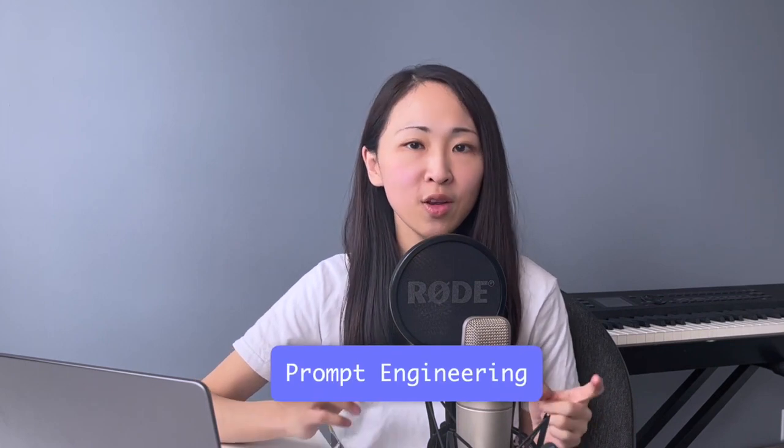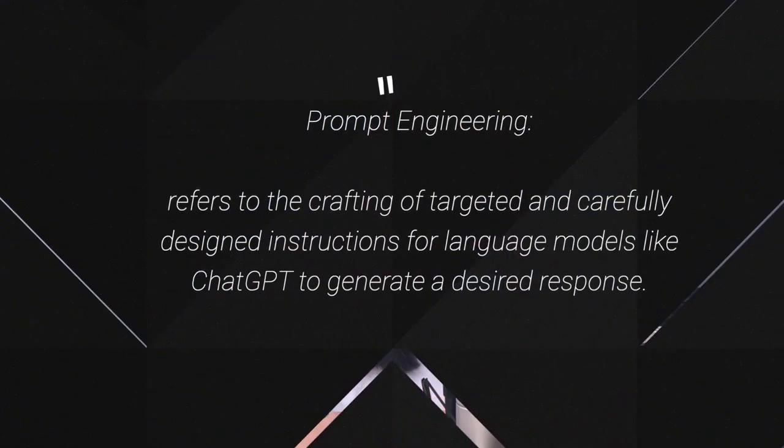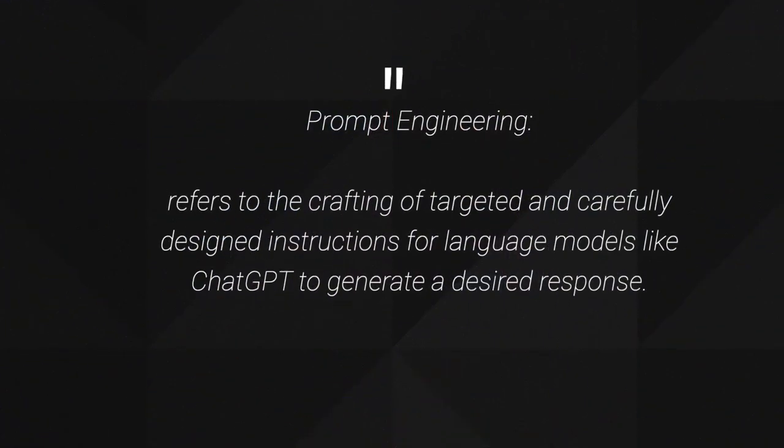Before we talk about each prompt, you will need to first understand some basics about prompt engineering. If you have used ChatGPT for a while, you have probably noticed that the more context you give it, the more accurate the response you'll get. This is what we call prompt engineering. To be specific, prompt engineering refers to the crafting of targeted and carefully designed instructions for a language model like ChatGPT to generate a desired response.